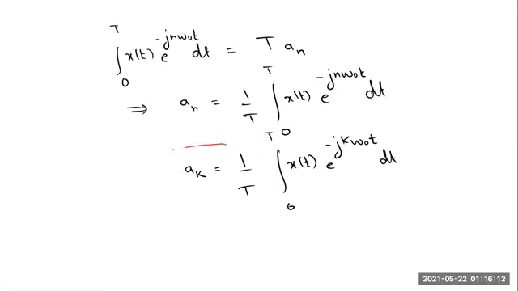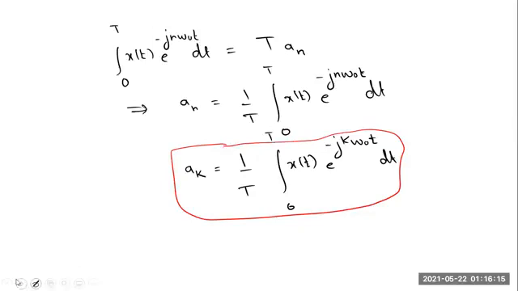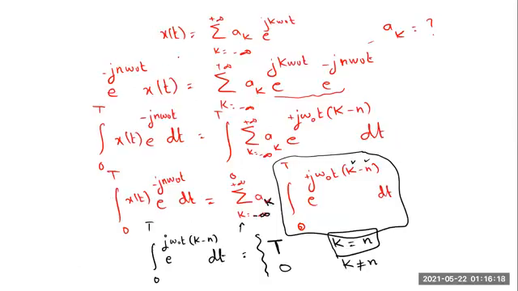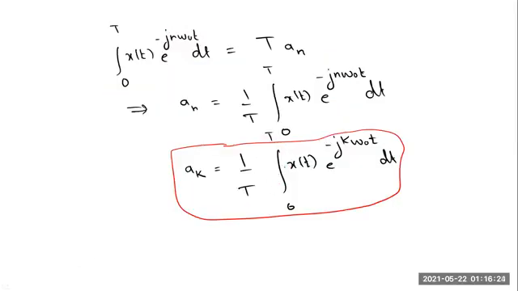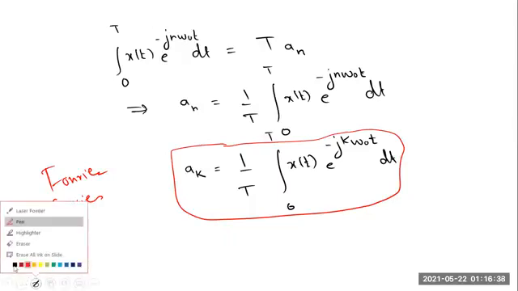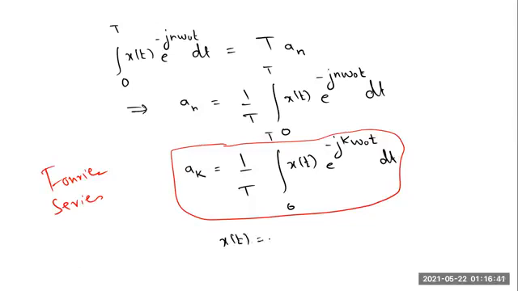And this is what we were looking for. We were interested in this representation, what is going to be ak? So now we know that ak can be calculated through this. So whenever we talk about Fourier series, there are two equations that we will be using. One is this one, and the second one is x of t equal to the summation of ak e raised to the power plus j k omega naught t, for k equal to minus infinity to plus infinity.